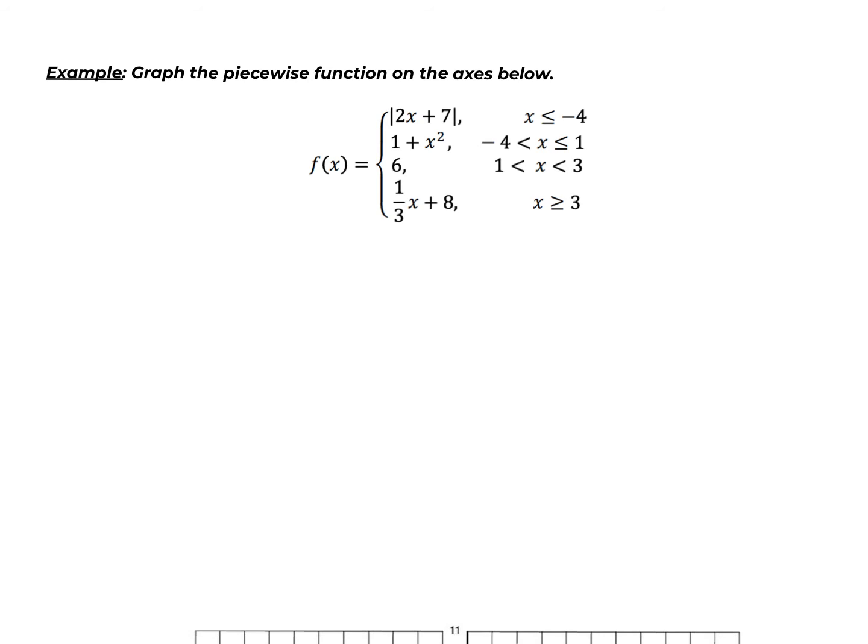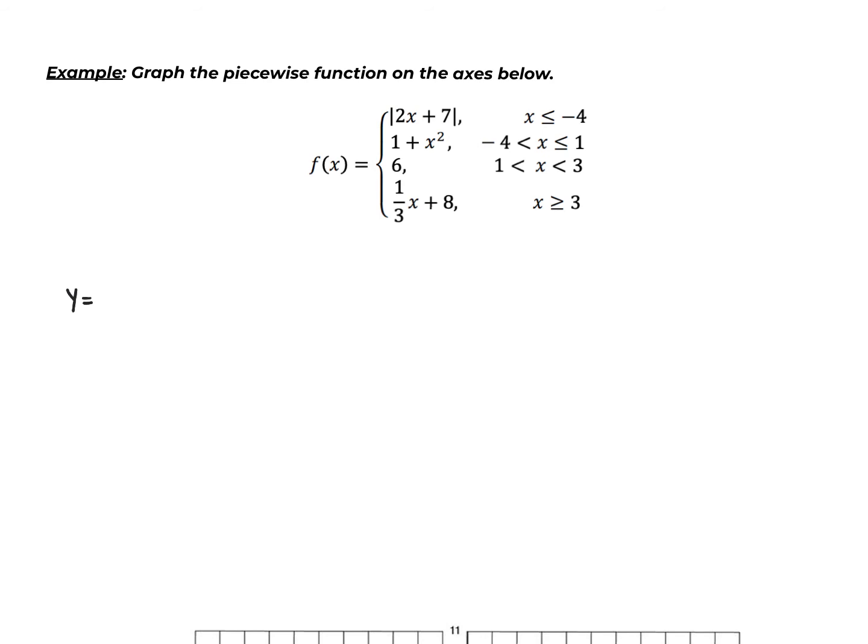All right, now I'd like to go over how to graph a piecewise function. So you've got these 1, 2, 3, 4 pieces with these 4 stipulations. So I'm going to ask you to take out your calculators and we're going to put them all in separately.